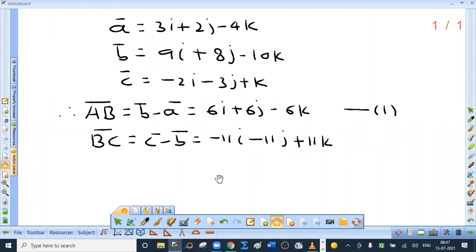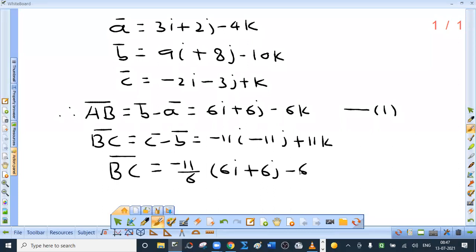Now just listen to me. So I can say BC bar, see what I am doing. I am writing minus 11 by 6. Why? So that I can write 6i cap plus 6j cap minus 6k cap. See, I have written the same in required form. Now I can say this is minus 11 by 6 AB bar. Reason from 1.